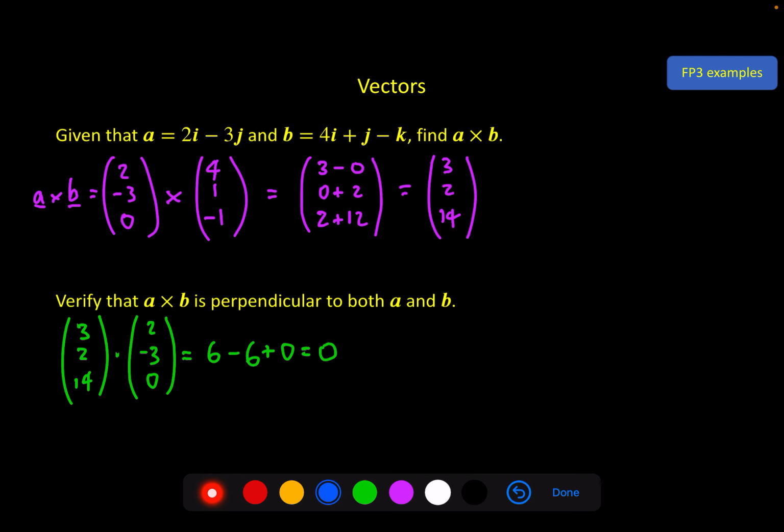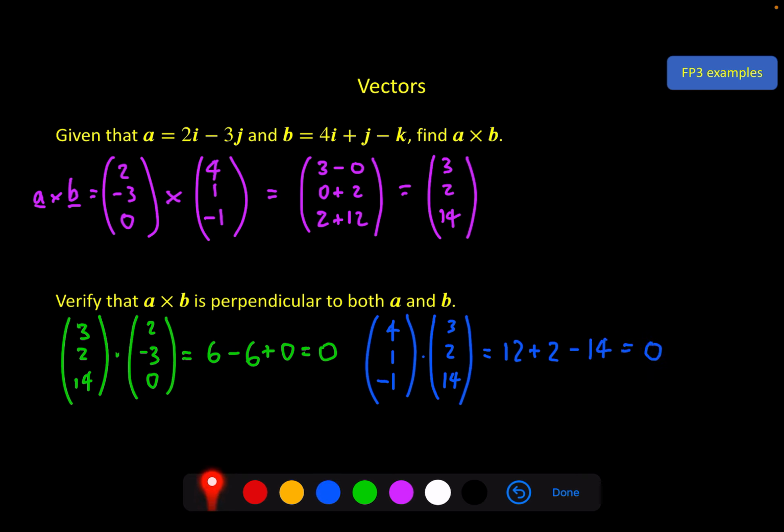And then verify it with b as well. (4, 1, -1) dot (3, 2, 14). 4 times 3, 12, plus 1 times 2, 2, minus 1 times 14 is 0 as well. So yes, we have verified that this answer vector (3, 2, 14) is perpendicular to both a and b.